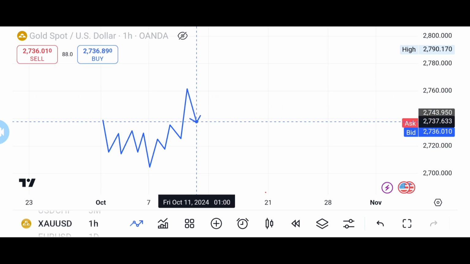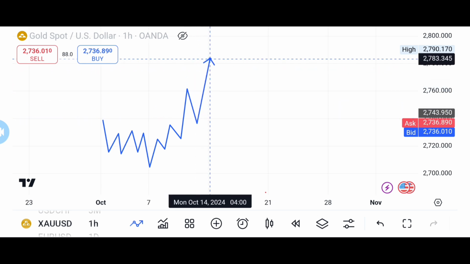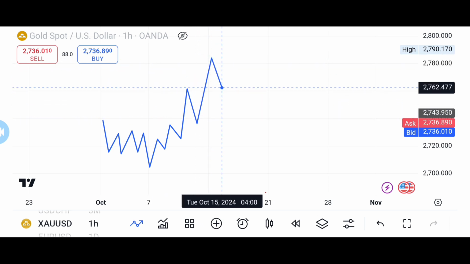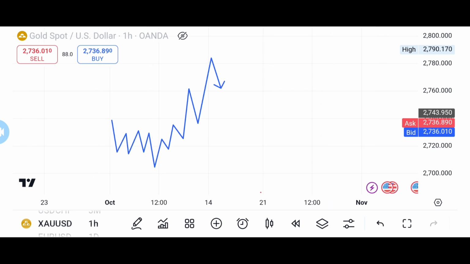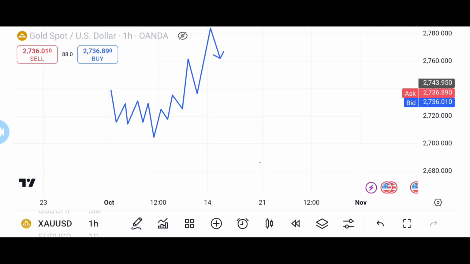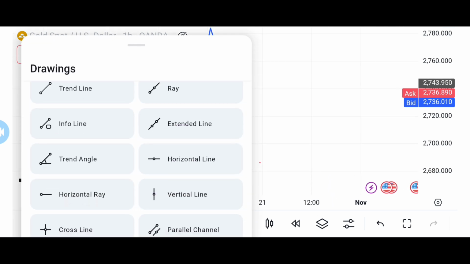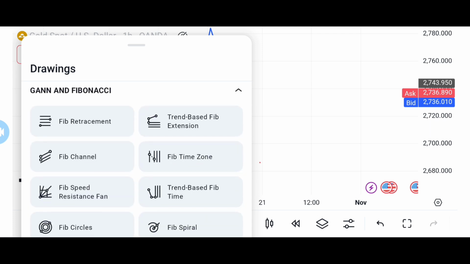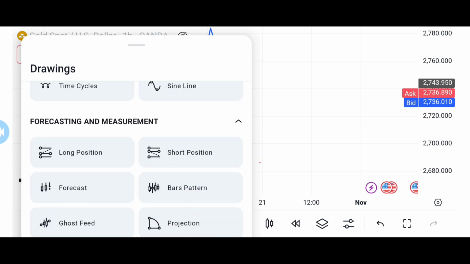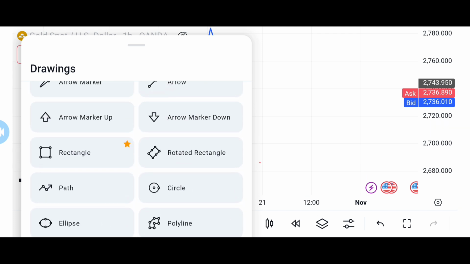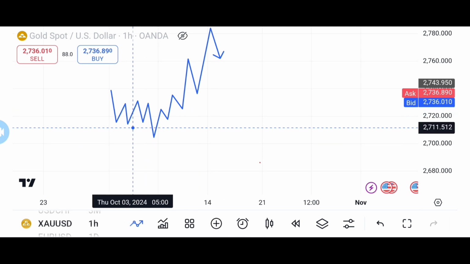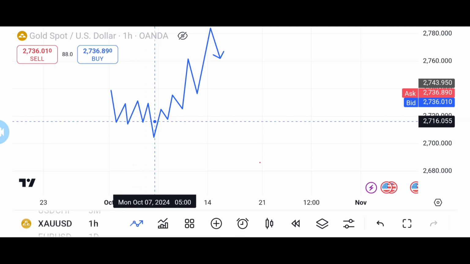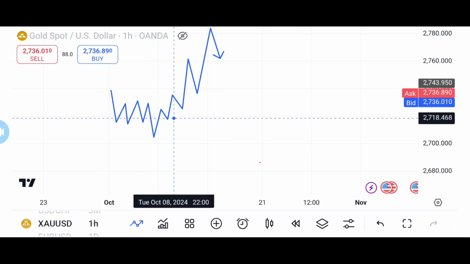Sometimes you may see something like this. You have to understand. You have to teach yourself and practice more, so that you can see this setup I'm teaching you guys. Sometimes it may come like this. Sometimes it may look like this.